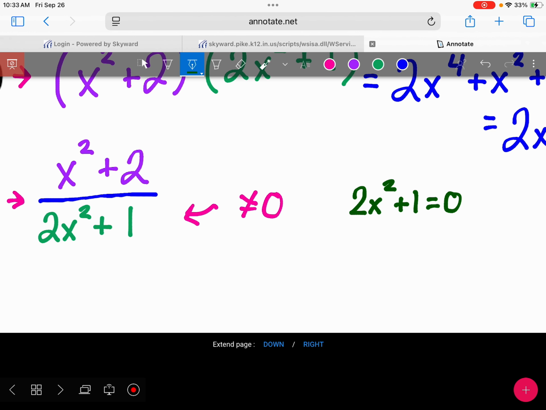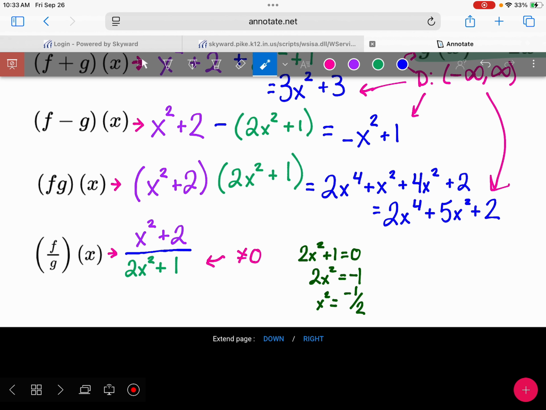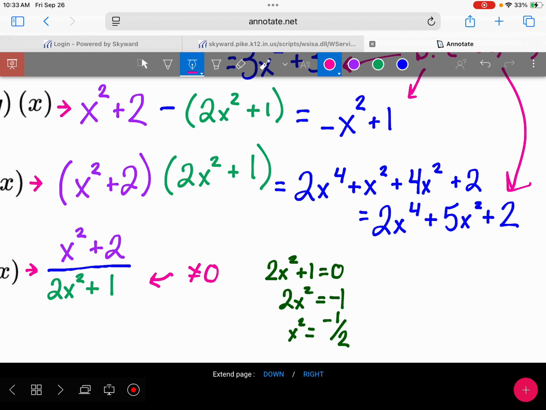Where would this equal 0? How could I figure out what x would be? Subtract 1. So we get 2x squared equals negative 1. So divide by 2, we get that x squared equals negative 1/2. So what are we going to have for solutions here? Imaginary numbers. So does g of x have any place where it's going to equal 0? No. Since we don't have any problems in our denominator, it will never equal 0.